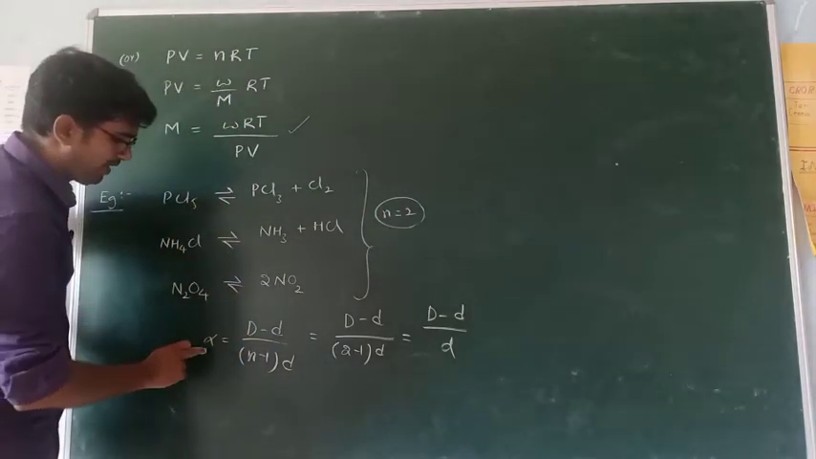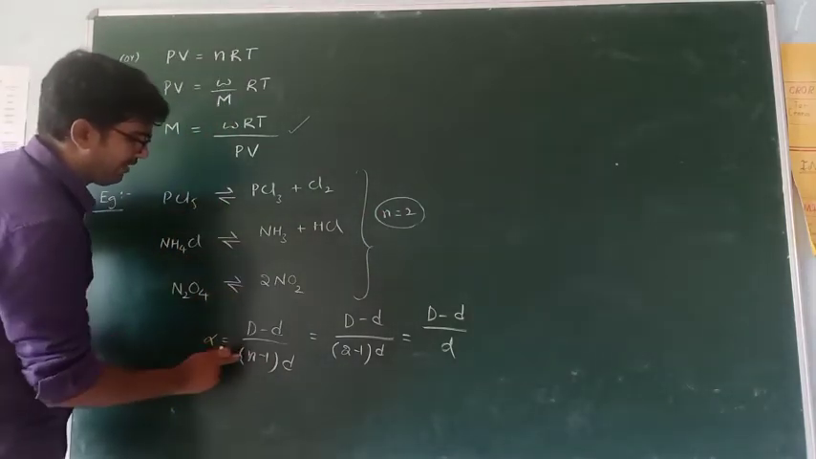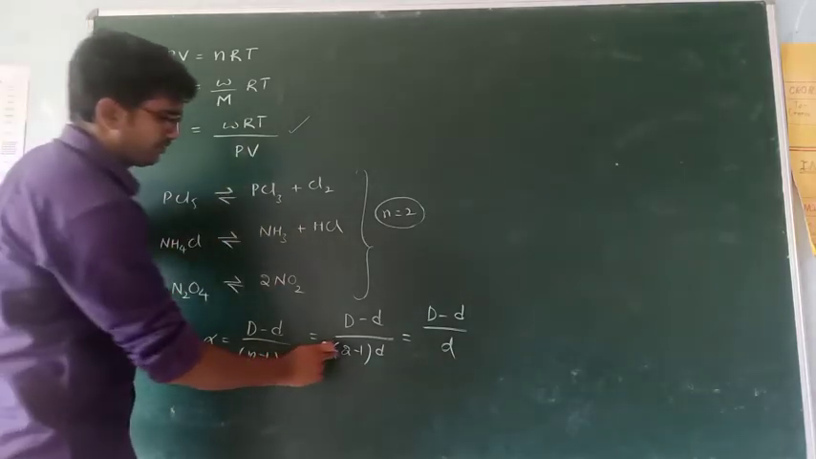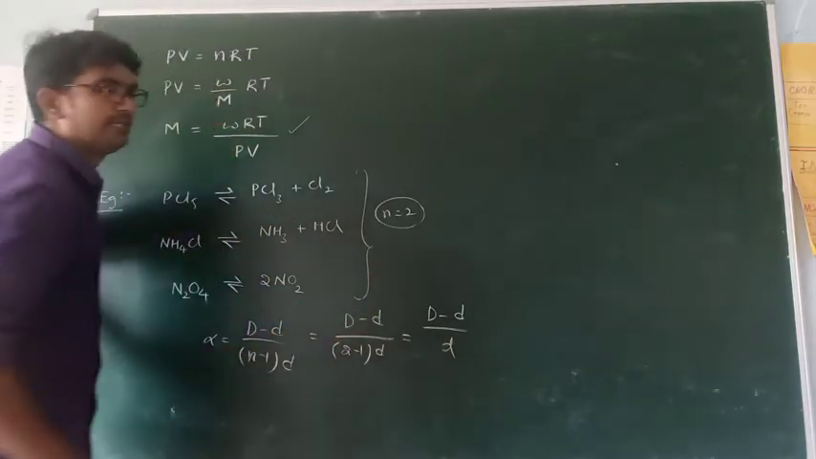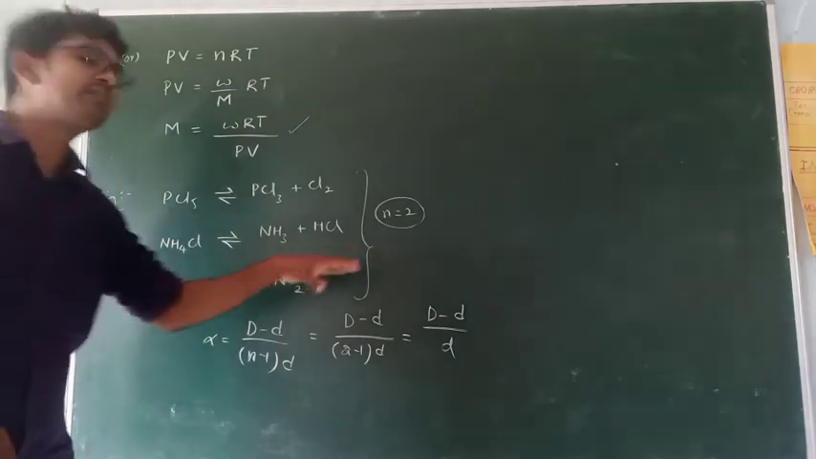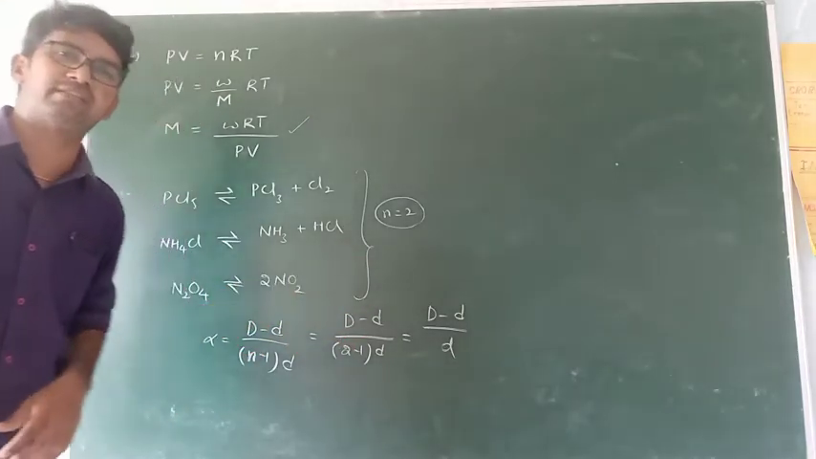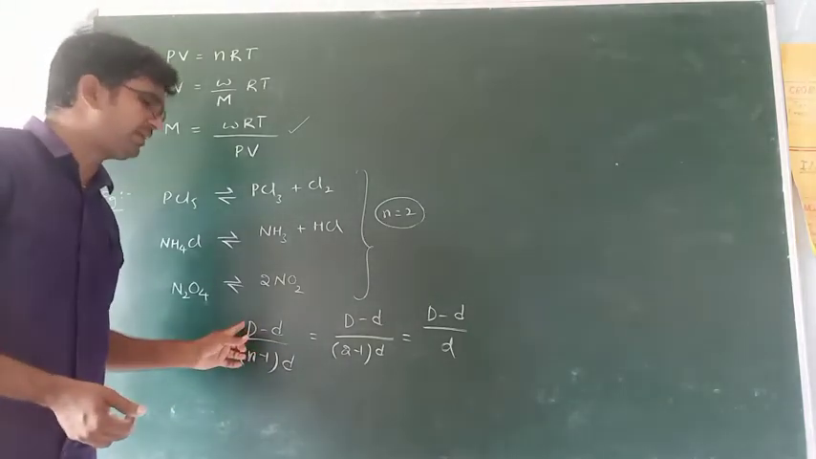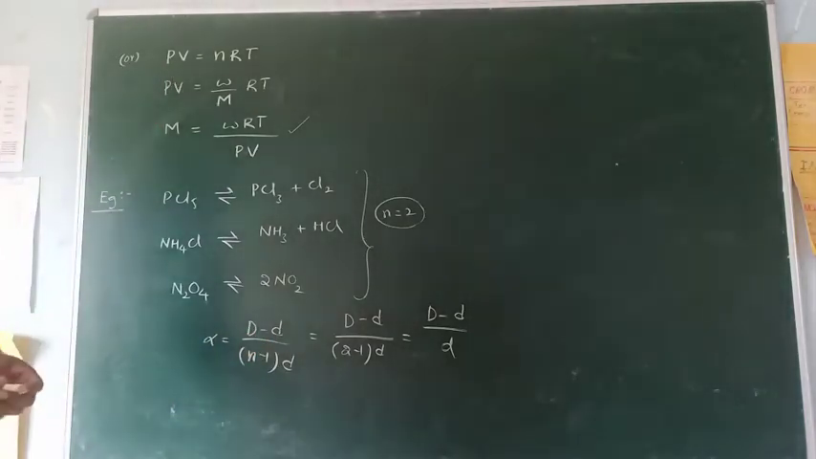So n is equal to 2. Now apply the formula: alpha is equal to D minus d by (n minus 1) into d, where n is equal to 2 for these reactions. So 2 minus 1 is 1, so 1d. So how can we calculate? These pieces of information are given in the problems. Sometimes we calculate alpha, sometimes capital D, sometimes small d. Okay, right.